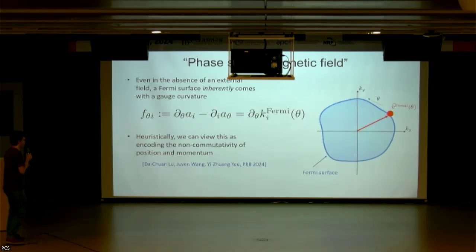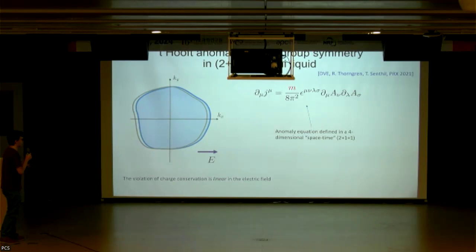We said that in the original papers we wrote. I don't think we had a clear physical picture of why, except that you need to do it to get the right answer. But I did like the argument in this paper, which says it encodes the non-commutativity of position and momentum, because theta is a coordinate on the Fermi surface, which is a momentum coordinate, and so momentum and position have to not commute. That's why you have to introduce this gauge curvature. But anyway, that answers this question. You have a term that's linear in the electric field, but it also involves this intrinsic gauge curvature. So that explains why it's quadratic.